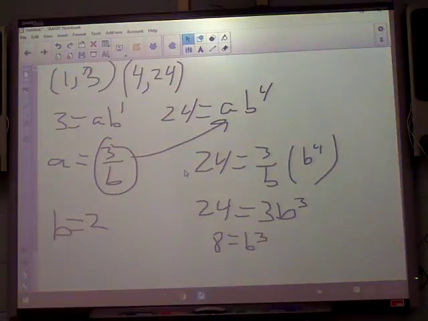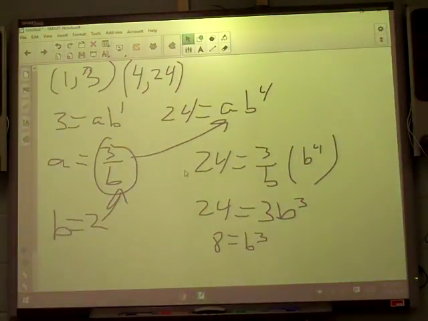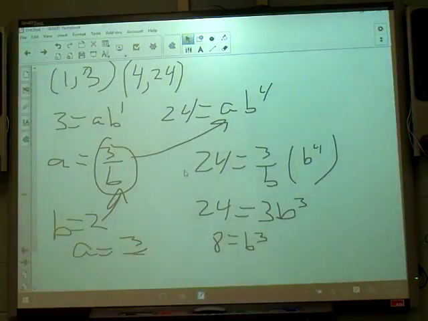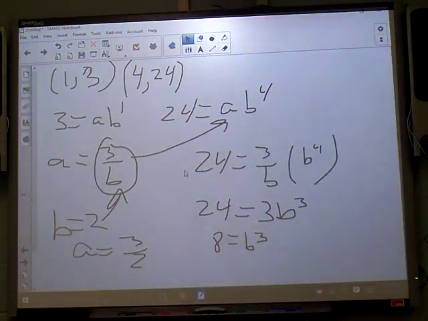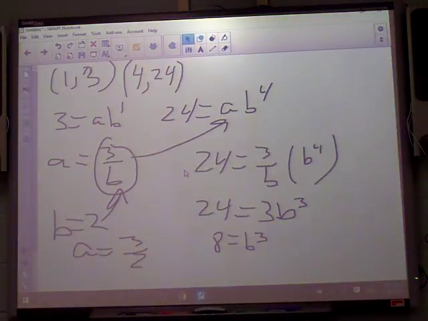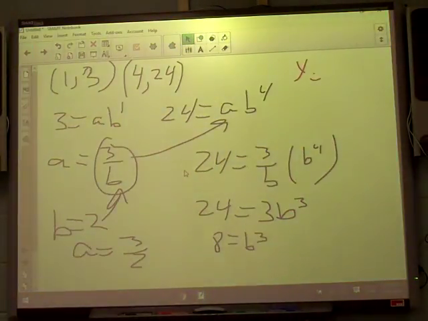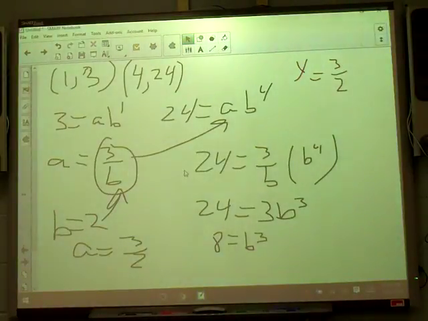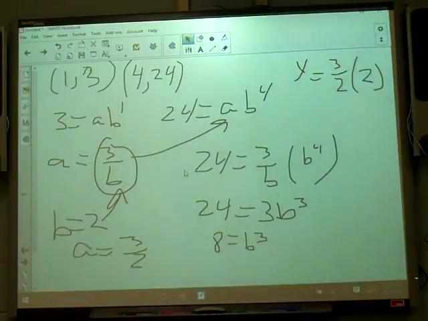There it is. Okay, so now plug that in there to figure your A. A is 3 over B, so A is 3 over 2. Write your answer. Y equals A times B to the X.